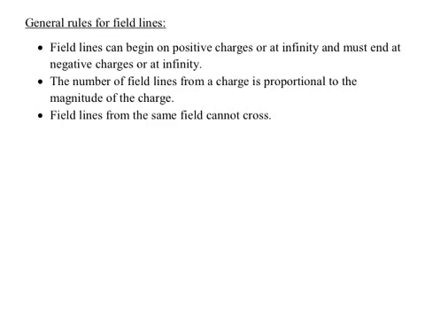Some general rules for field lines. First, field lines can begin on positive charges or at infinity, and they must end at negative charges or at infinity. Second, the number of field lines from a charge is proportional to the magnitude of the charge, so the more lines that come out, the more dense the lines are next to each other, the stronger the field is on a diagram. And third, field lines from the same field cannot cross, like contours, okay?